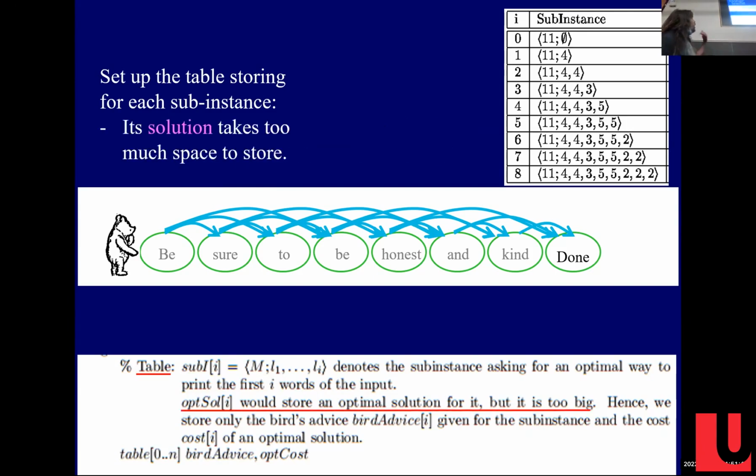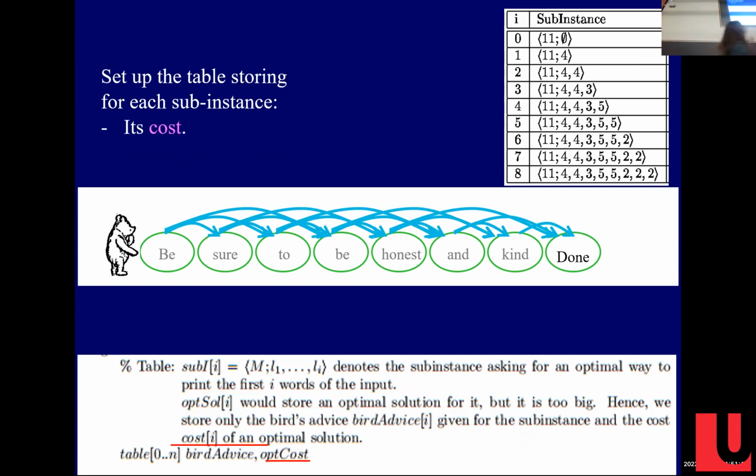All right, so here, what's our solution? For the optimal solution, I would store how many words to put in each line, but that takes up too much space, so we're not going to store it. What are we going to store instead? We're going to store the cost of the optimal solution and the bird's advice. Everybody get that? Everybody get the picture here?